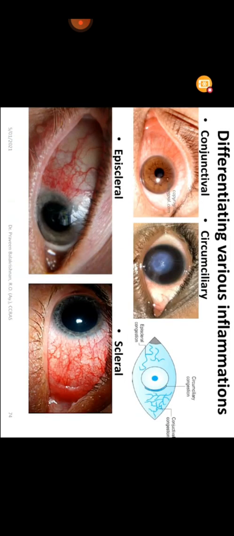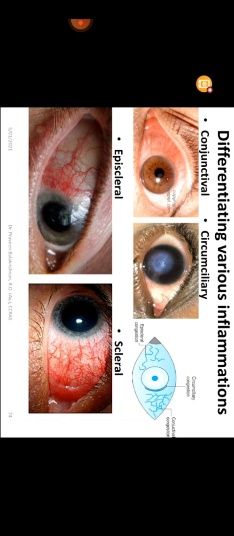Now, there are different inflammations, because we have crossed the conjunctiva, the cornea, and the sclera. There are some inflammations which affect these areas. Based upon the area of affliction, it can be a conjunctival inflammation, a circumciliary inflammation, an episcleral inflammation, or a scleral inflammation.